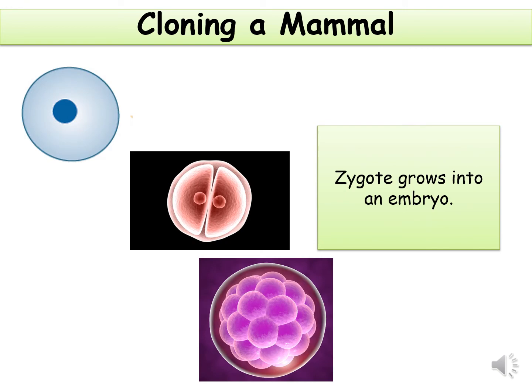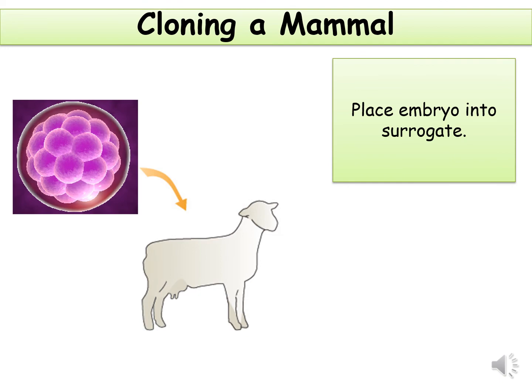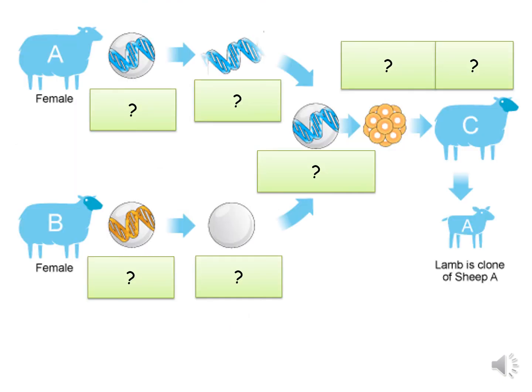The zygote grows into an embryo. You place the embryo into the surrogate, and a clone is produced. You may see an example like this in your exam. You simply need to write down the process of how this is done.